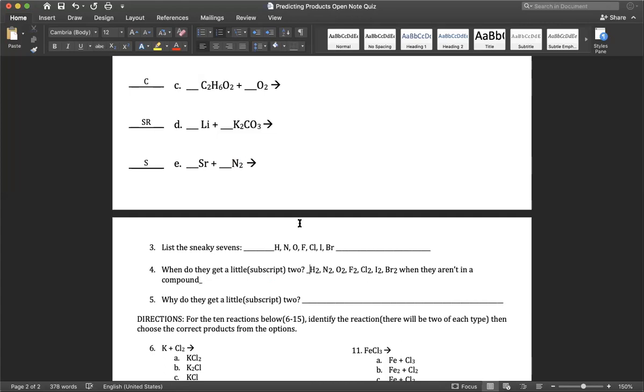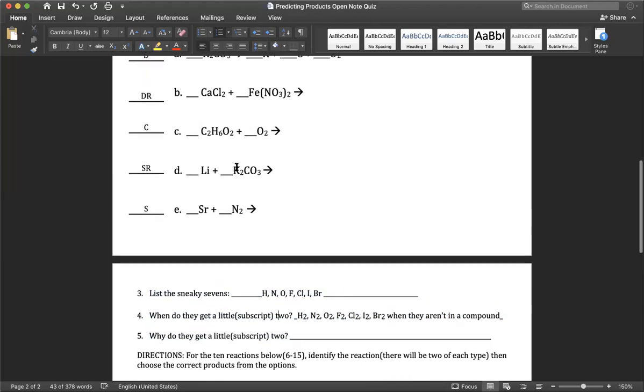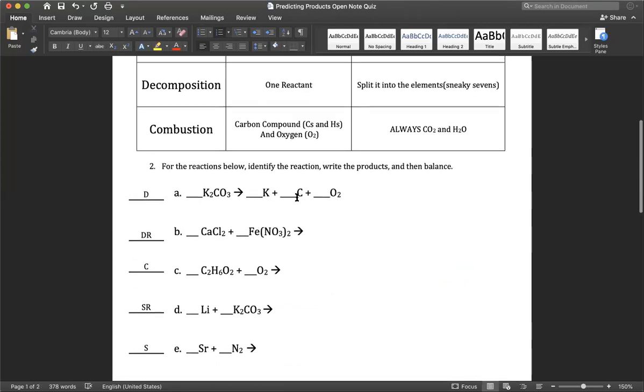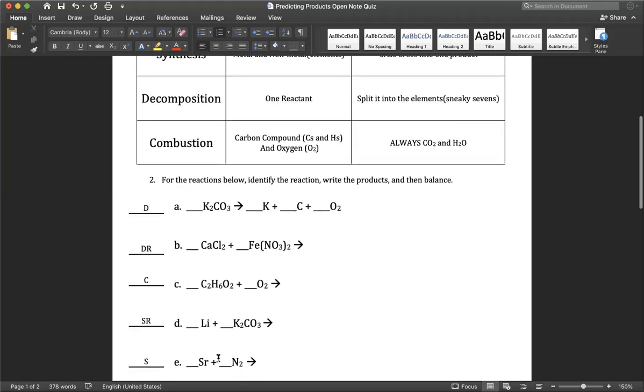So like right here, nitrogen is by itself, so it gets a 2 there. Okay, so decomposition is split into the elements. I'd have to balance, but I'm not going to worry about that right now. Let's do double replacement and single replacement last.